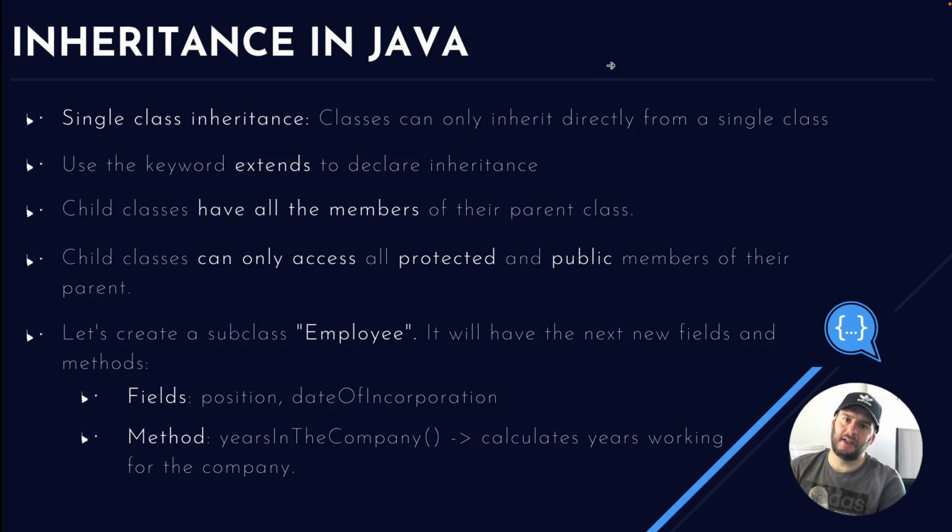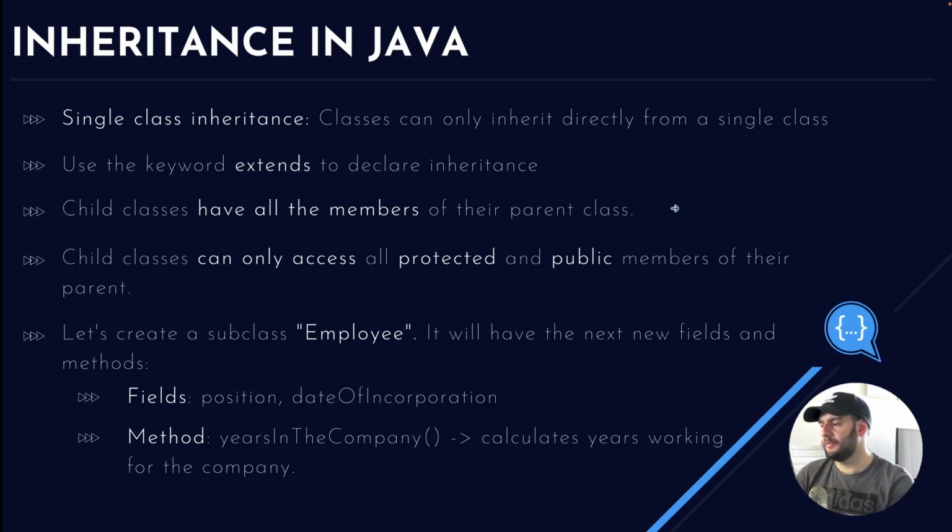Okay, so how does inheritance look in Java? In Java, inheritance is done only from single classes. So one class can only inherit directly from one class. It doesn't mean that it doesn't inherit from all its parents. It means that directly you can inherit from one class. And we use the keyword extends to declare inheritance.